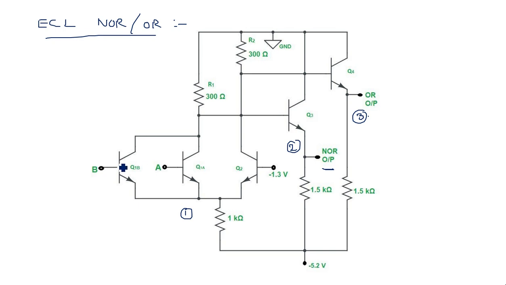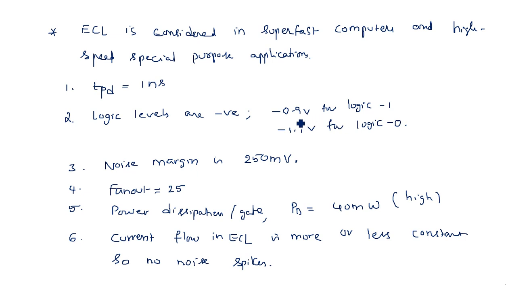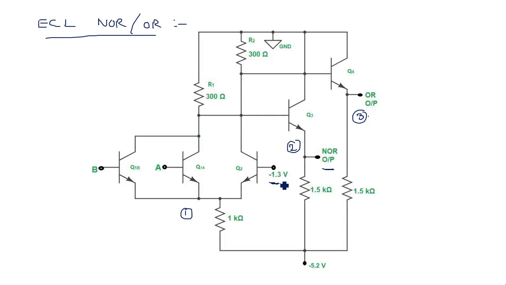Here the inputs A and B are applied to the first two transistors in the first stage, whereas the third transistor in the first stage is applied with minus 1.3 volts, a fixed voltage. This minus 1.3 is neither logic 0 nor logic 1. The logic levels are minus 0.9 volts for logic 1 and minus 1.7 for logic 0, and we are applying a voltage in between these two. So we cannot say the transistor is completely on or off. The on and off conditions of Q2 depend completely on the on and off conditions of Q1A and Q1B.